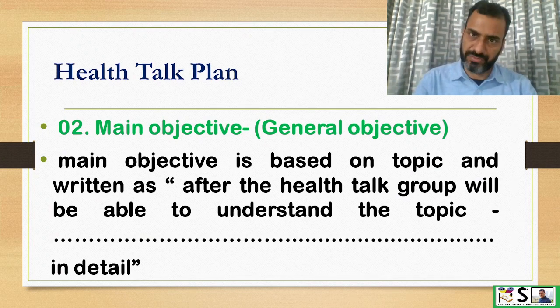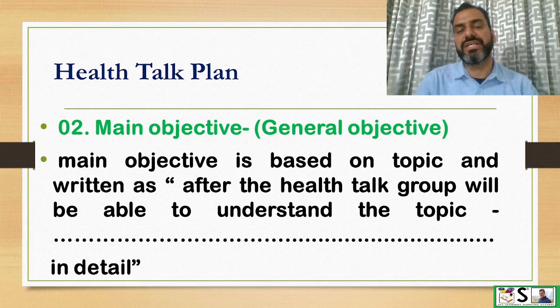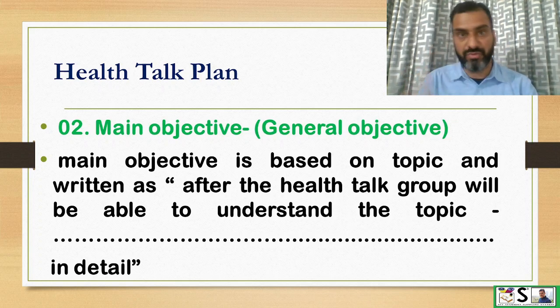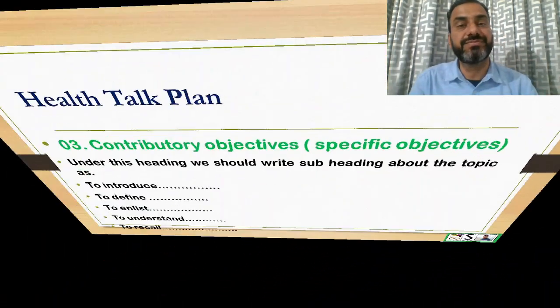Second, main objective, or in other words we can say general objective. Main objective will be one. So the main objective is based on your topic and written as: after this health talk, the group will be able to understand the topic in detail. For example, after the health talk, the group will be able to understand tuberculosis in detail. In this way you can write.